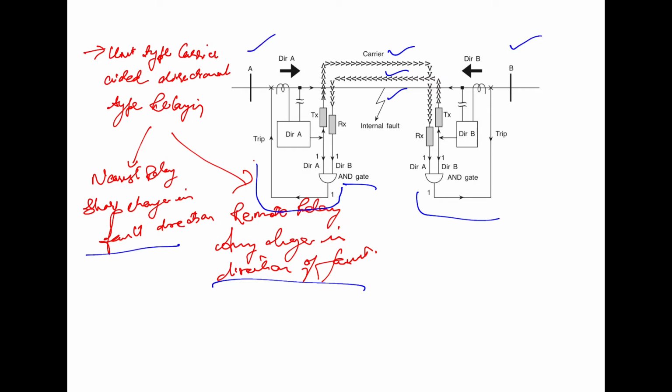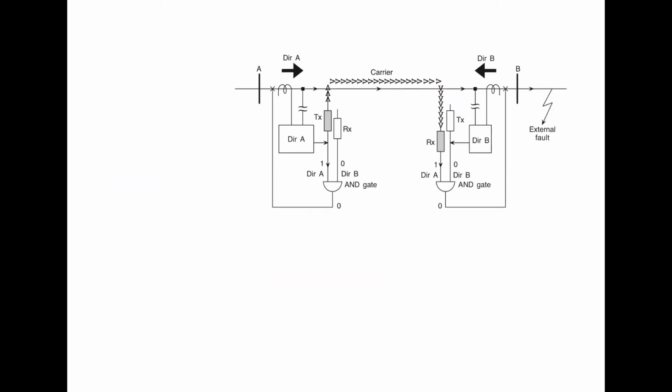Now for another example, let us suppose that we have an external fault. This shows an external fault, since one input of each AND gate is low, that is, this is low and this is low. So finally we get 0 as the output. Both the AND gates in this case are disabled, and the unit scheme restrains on the external fault.